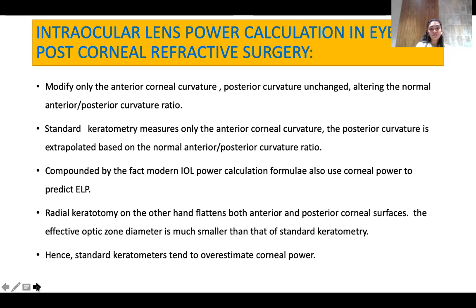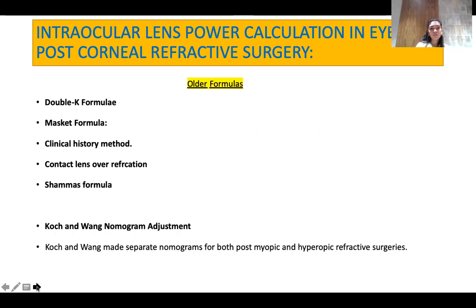So to counteract that, next slide, sir. These were the older formulas that we were aware of: the double K formula, Maskit, clinical history method, the Shammas formula, and the Wong-Koch nomogram, which was added. Next slide.